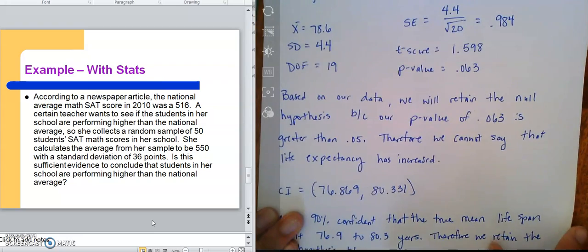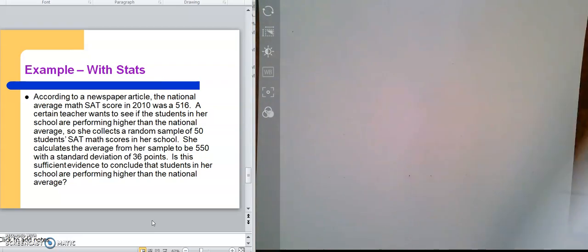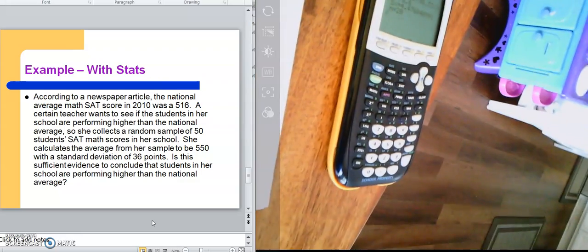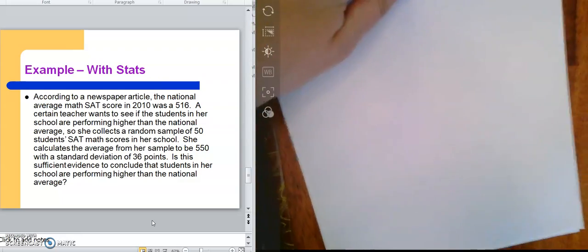Now I want to do one more example. This past example used data. This one I want to do it with stats just so you can see how it's going to work.